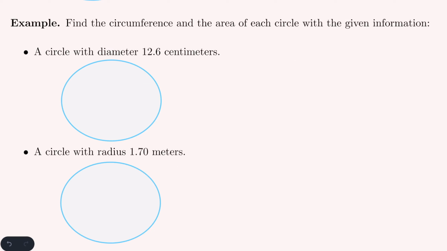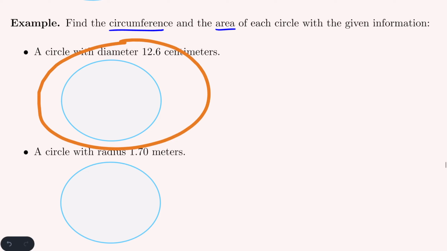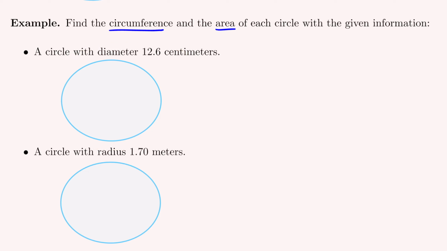So in this next example, we are asked to find the circumference and the area of each of the circles. So our first circle, we're told, has a diameter of 12.6 centimeters. Now, on this circle, think about where you would visualize the diameter. What does the diameter measure? The diameter measures the distance directly across the circle. So I can write in my diameter from this point to the point directly opposite from the circle. That is my diameter, and for this circle it measures 12.6 centimeters.